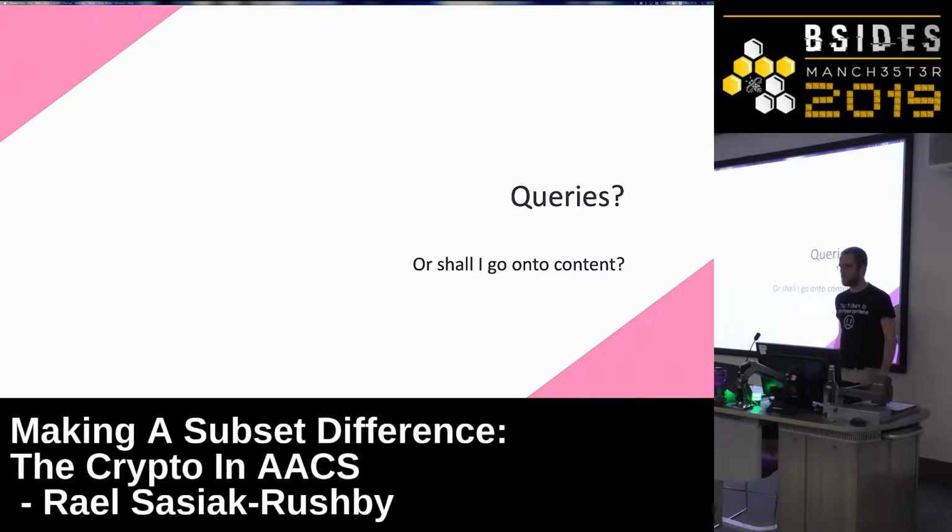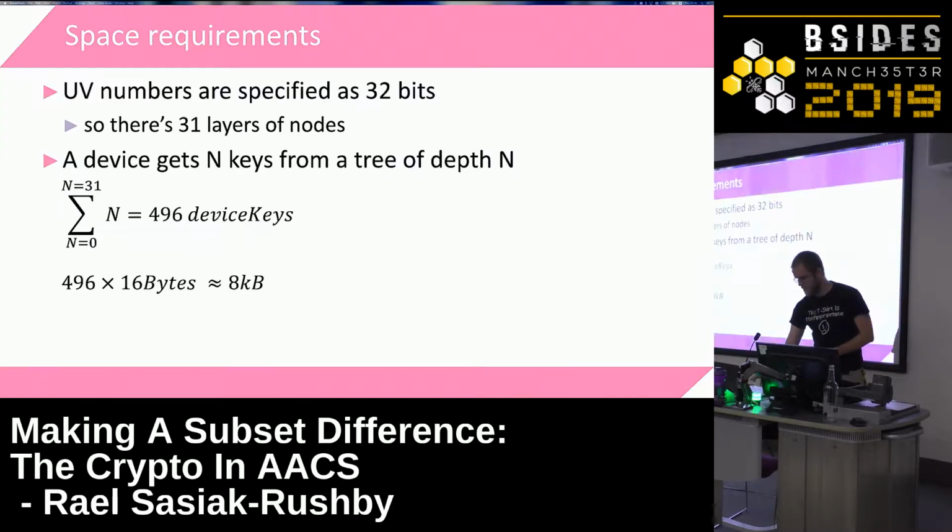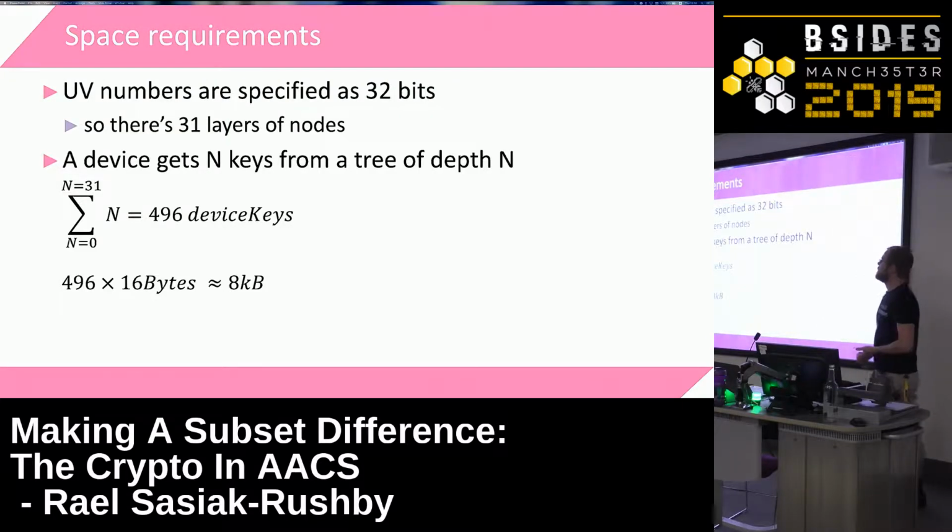How big is the tree? I actually have that in the bonus material. We have a 32-bit system. In a later bonus slide, I'll show you that 1 bit of that is not used, so there's actually only 31 possible tree depth, 31 layers, sorry. A device gets n keys from a tree depth of n. We have more trees for every layer. So there's 31 layers, they get n from each, and you end up with 496 different device keys.